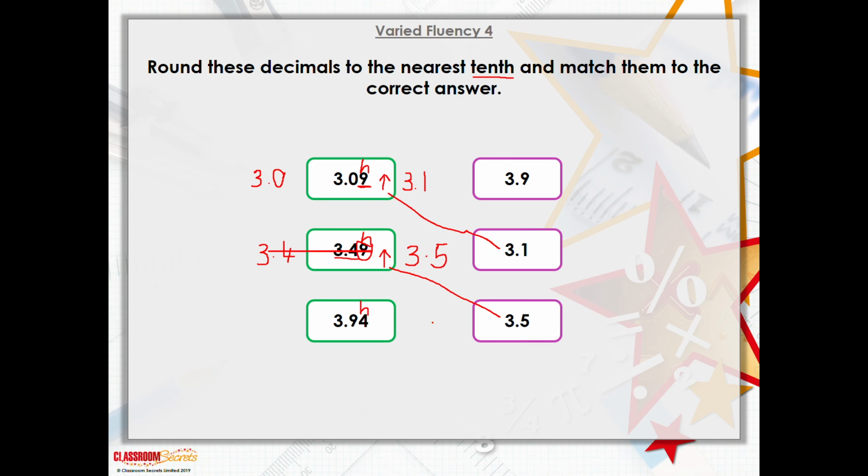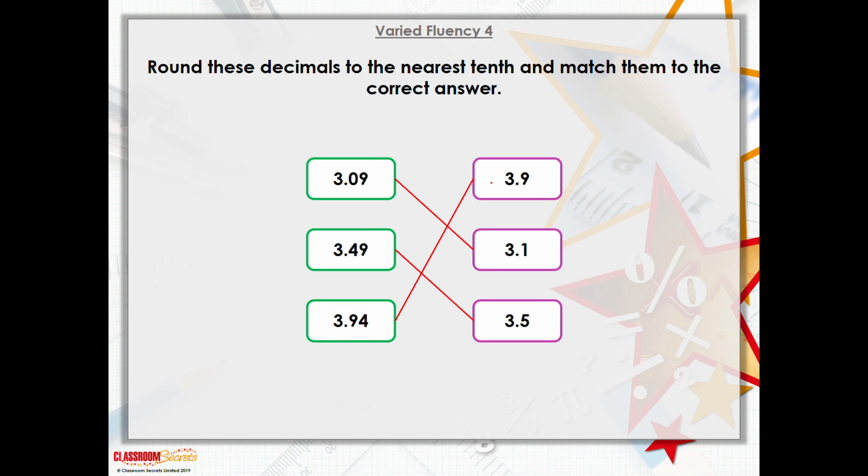And finally, just to double check, 3.94 on this side of my number line would be 3.9, and the next tenth up would actually go to 4.0. Okay, 3.9, add another tenth would be 4.0. When I look in my hundredths column though, I have a 4, and that digit 4 tells me to round down. So 3.94 rounded to the nearest tenth would be rounded down to 3.9.